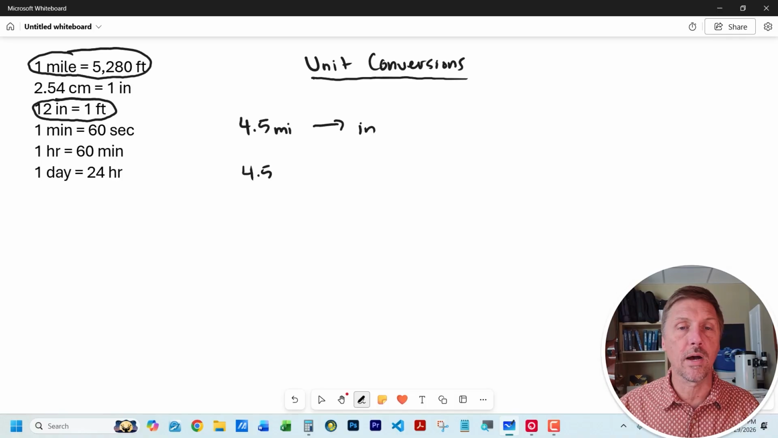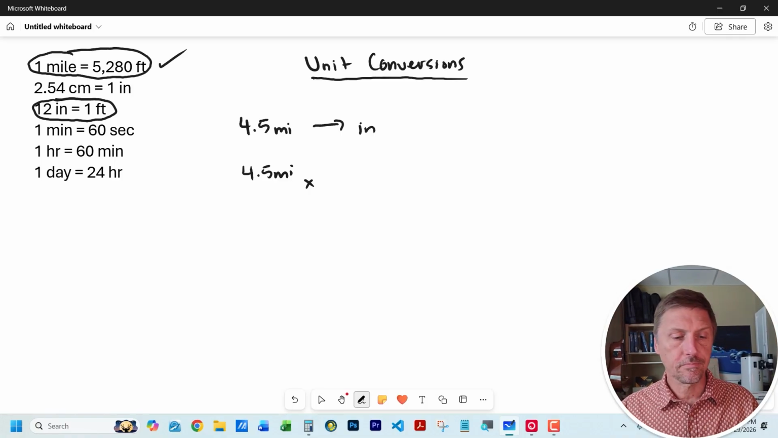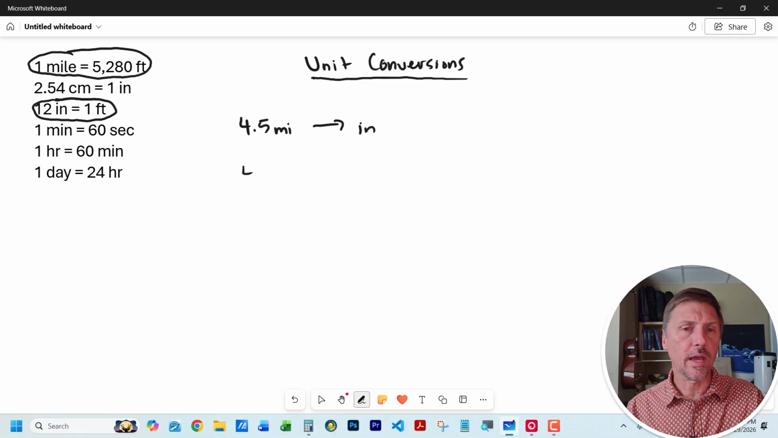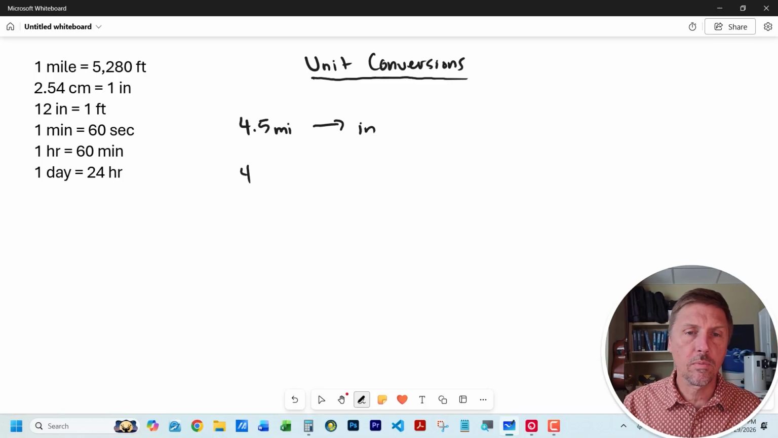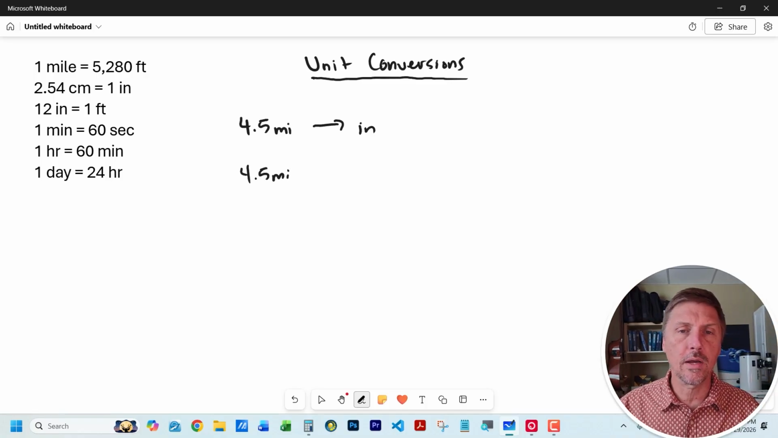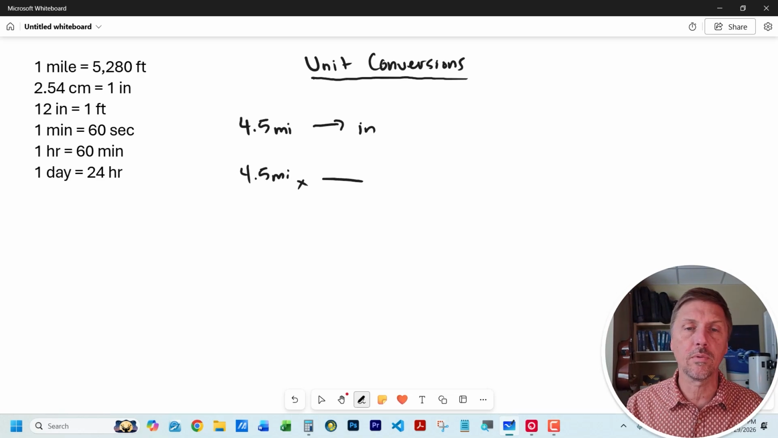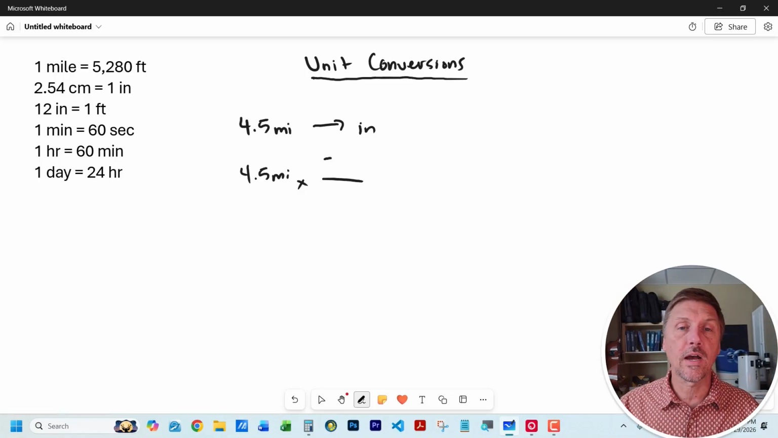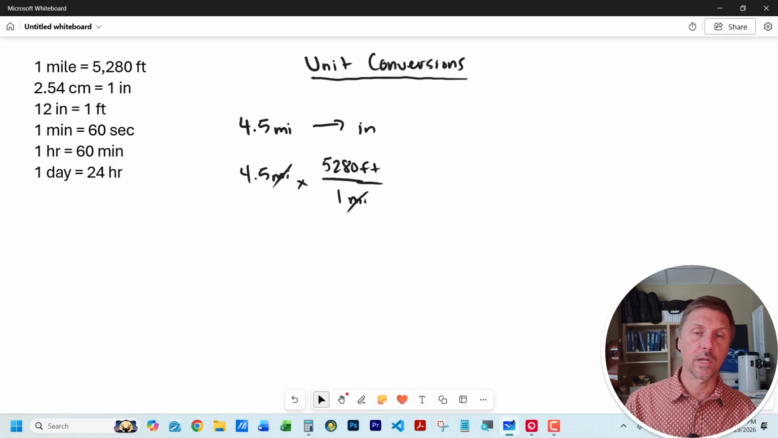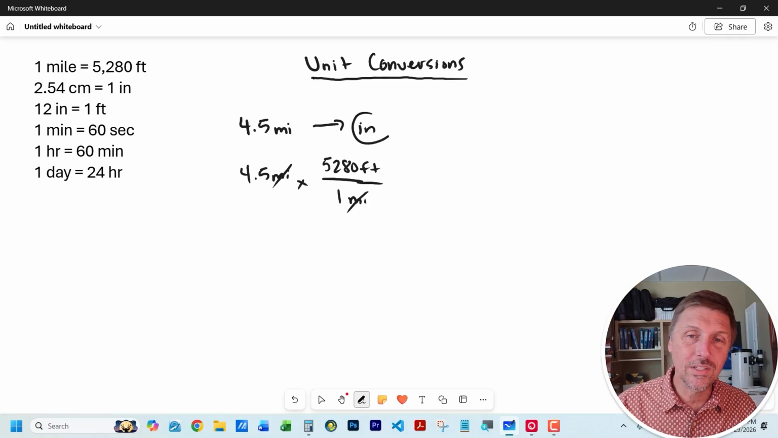So 4.5 miles. We're first going to have to convert miles to feet using this, right? And let me remove that just so we can see those a little more clearly. 4.5 miles, we want to convert from miles to feet. And so we're going to say that on the top of our unit multiplier here, we want to put feet. So 5,280 feet is equal to 1 mile, right? And our mile units will cancel out. But again, remember, we're trying to eventually get to inches.